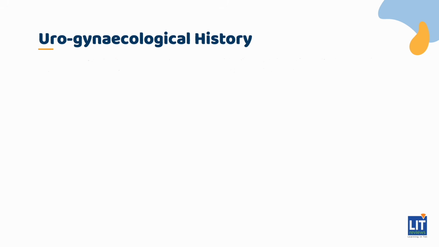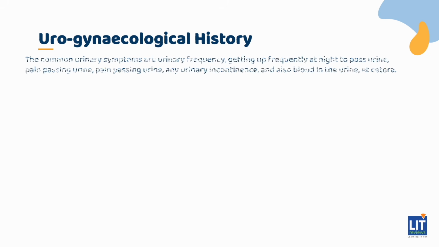Let's talk briefly about urogynecological history, which includes the urinary symptoms, bowel symptoms, and signs of prolapse. An easy way to begin is by asking the patient if they have any problems passing urine. Common urinary symptoms include urinating frequency, getting up frequently at night to pass urine, pain passing urine, any urinary incontinence, and also blood in the urine, etc.